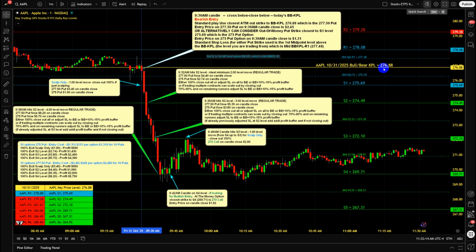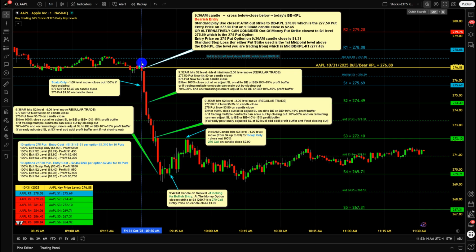So that would be your standard play, the closest at the money strike in the direction that you're trading. Bearish direction, 276.88 price, 277.50 closest strike. So the 277.50 put. The 277.50 put, the entry price on the close of the candle.